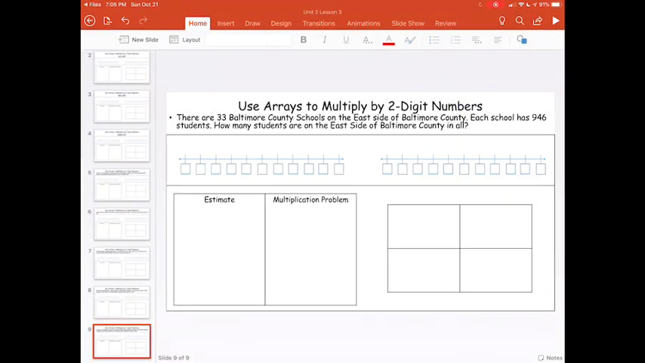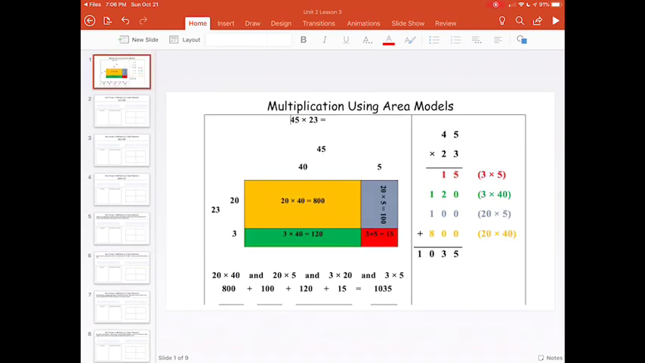All right, here's our video for lesson 3-3. This is where students use arrays to multiply two-digit multiplication. I can show you what it looks like with the regular multiplication problem, but this is where students are using arrays in order to multiply. If a student does know how to multiply the regular way, they discourage that in the beginning and have them focus on multiplying using the array.